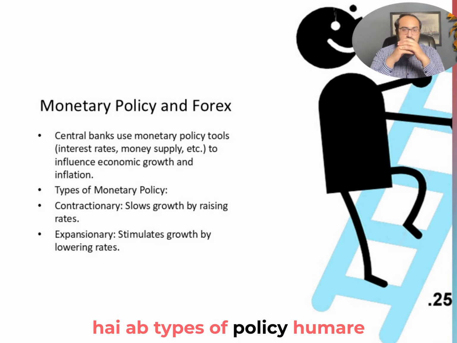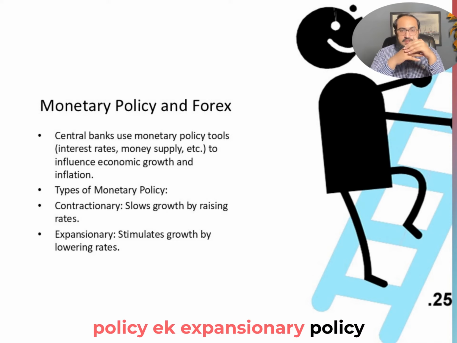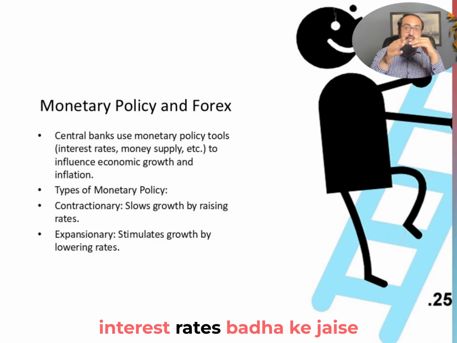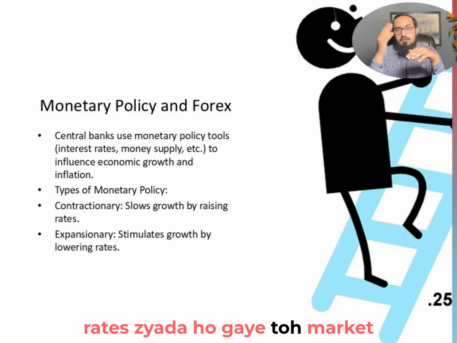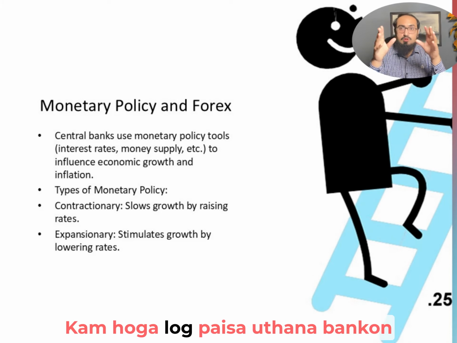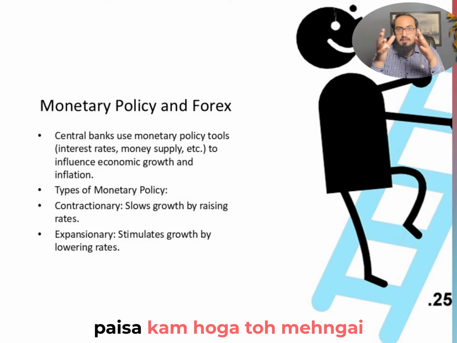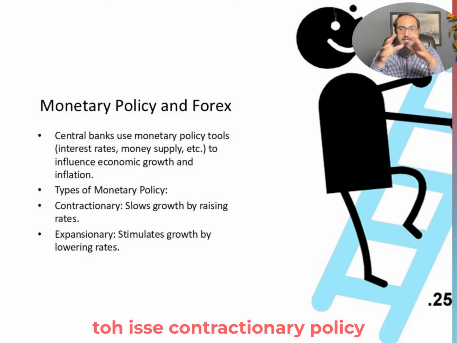Now we have two types of policy. One is contractionary policy and the other is expansionary policy. Contractionary policy is to slow growth by increasing interest rates. As we discussed, if interest rates are high, there will be no liquidity, meaning no money in the market. So there will be less money. People will stop borrowing money from banks, so liquidity will decrease. With less money in the market, the demand for goods will decrease. So inflation will automatically decrease.